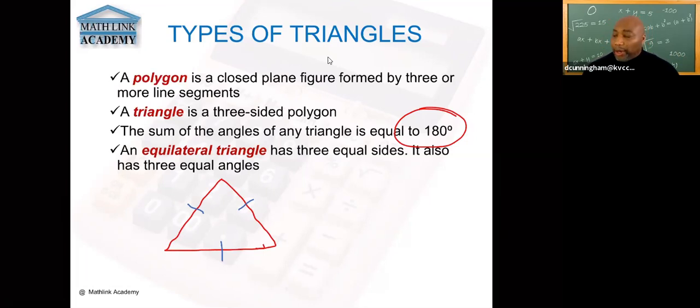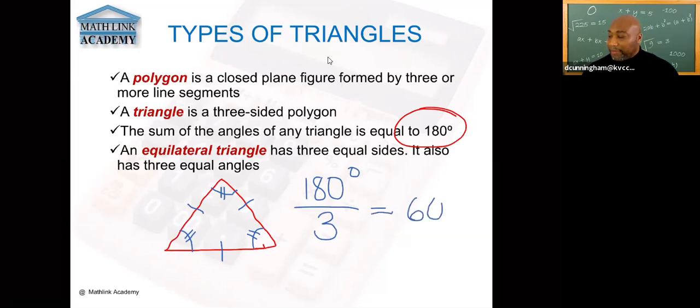Also with the equilateral triangle, the angles are equal. So here's an angle, which means this angle is equal and this angle is equal. Now remember, the three angles of a triangle, no matter what type of triangle it is, equal 180. Since all three angles are the same in the equilateral triangle, we just divide 180 by 3, and that gives us 60. So each angle in an equilateral triangle is 60 degrees.